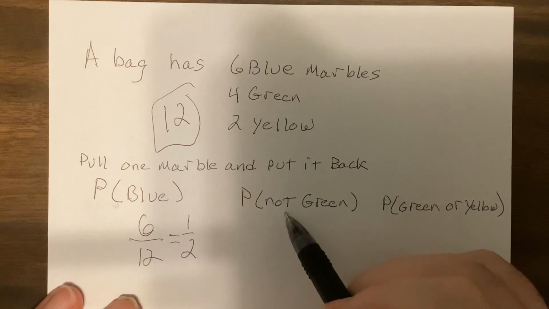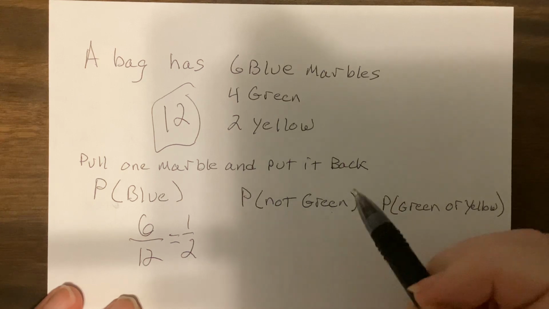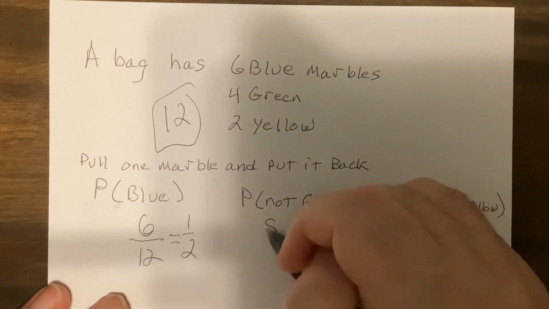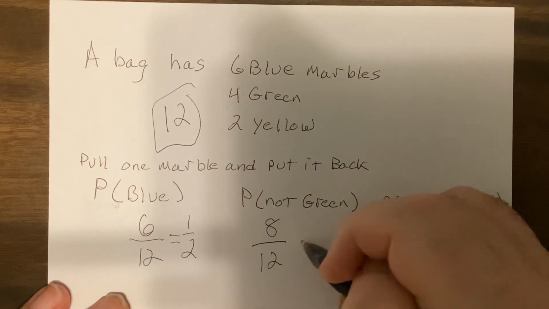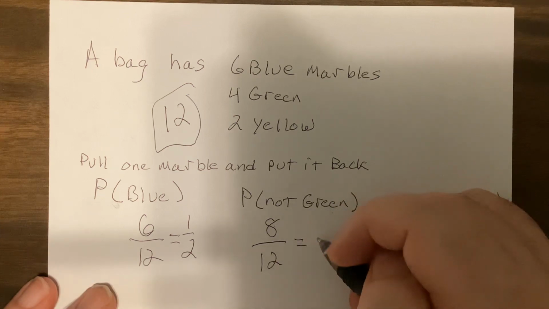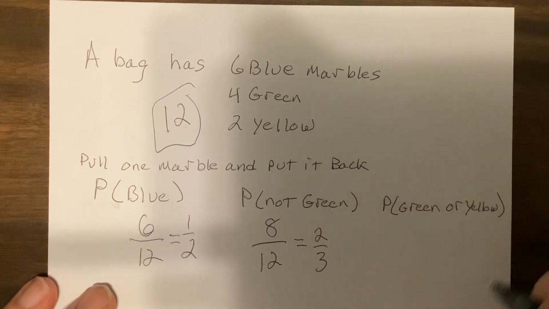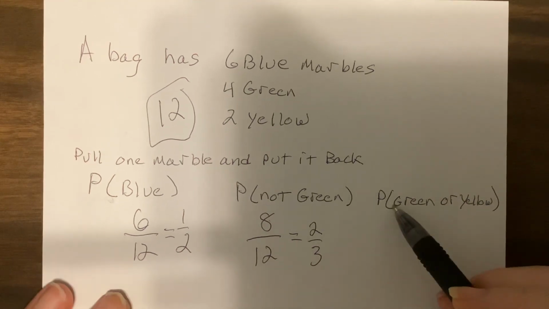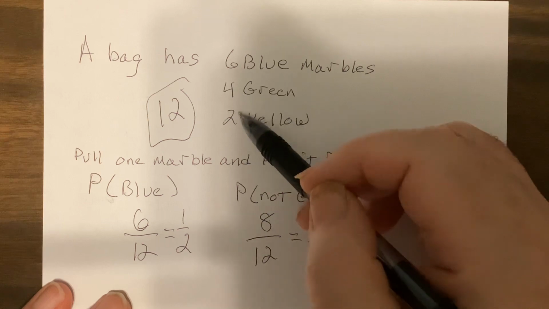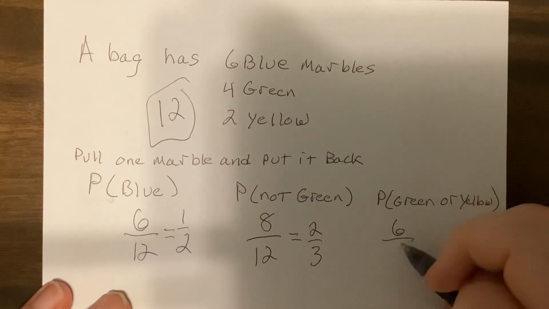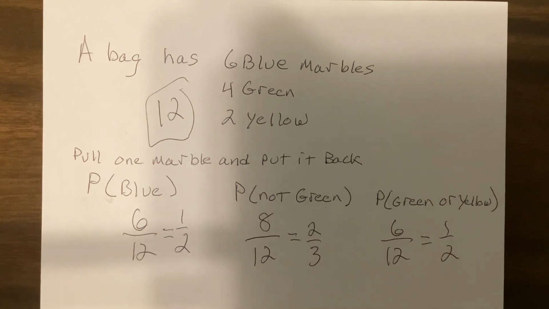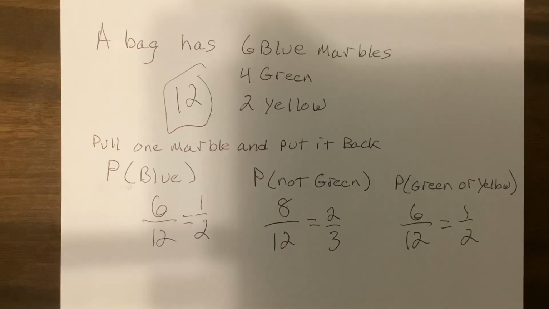What's the probability it's not green? Well, how many marbles are not green? 2 plus 6 is 8 out of 12. So that would be 4 goes into both. That would be 2/3 of the time. Now, what's the probability it's green or yellow? Well, there's 4 greens, 2 yellows, so that would be 6 out of the 12 marbles, or half the time it would be green or yellow.